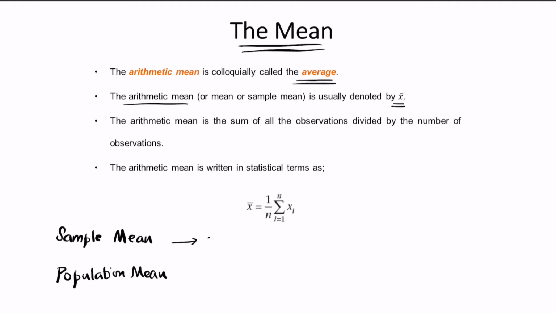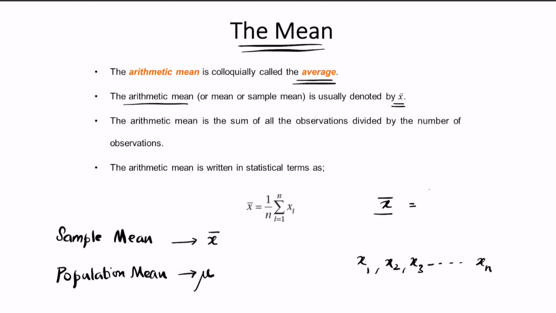A sample mean is represented by x bar and the population mean is represented by mu. So what is x bar then? Let's say I have samples such as x1, x2, x3 and so on up to xn. These are a set of observations that I have. There are n of them, right? And I want to find the sample mean for that.